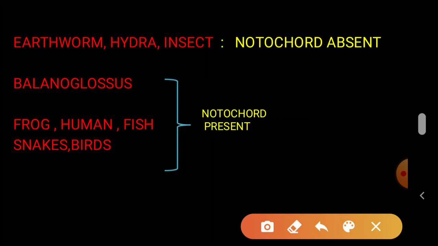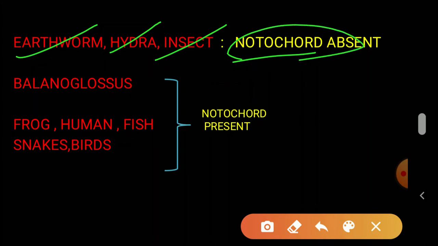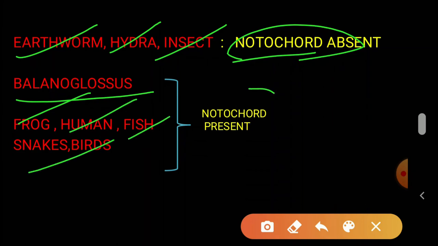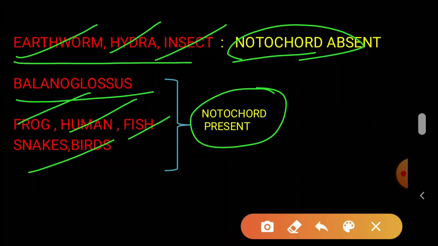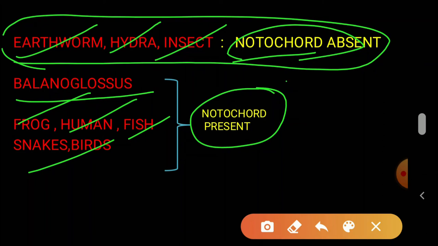If we take earthworm, hydra, insect, in these organisms notochord is absent, clear cut, that is, at any stage during their development and growth, their notochord is absent. While some organisms, let us take balanoglossus, frog, human, fish, snakes, all these organisms have notochord at some stage. It may be at the embryonic stage or before birth. In these organisms notochord is present, while in the others notochord is absent. It may not remain throughout life, but it is present there.